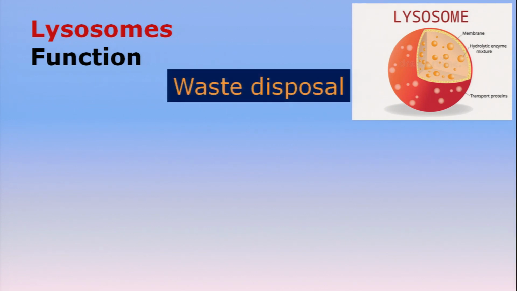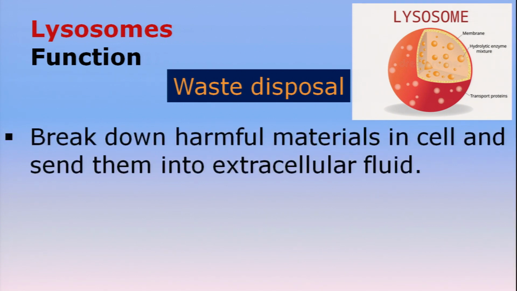They help in waste disposal. We'll see the function of lysosomes now. So what do lysosomes actually digest? They digest all the organic materials. So what are these materials that lysosomes digest? They digest harmful materials that enter into the cell. Any foreign material that enters into the cell is digested by lysosomes.